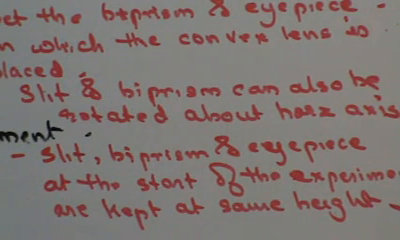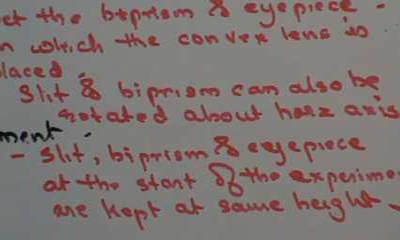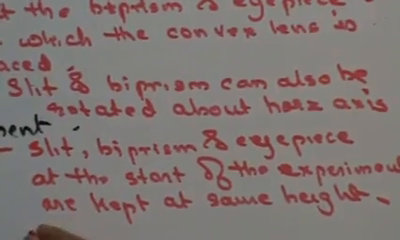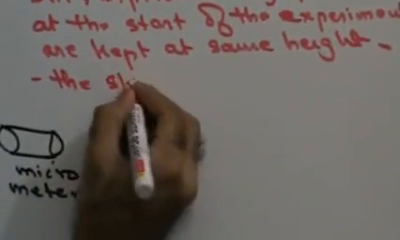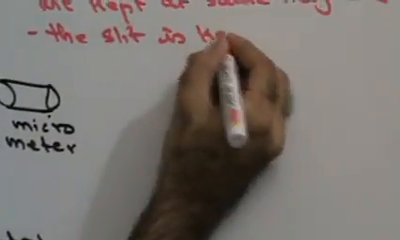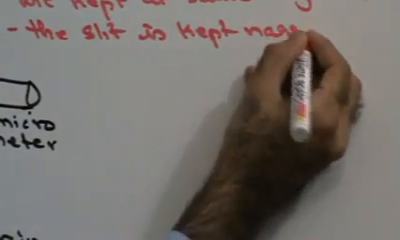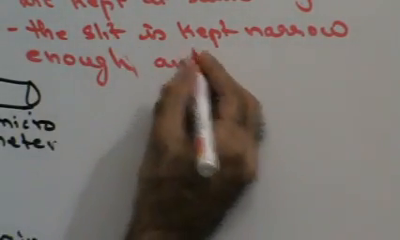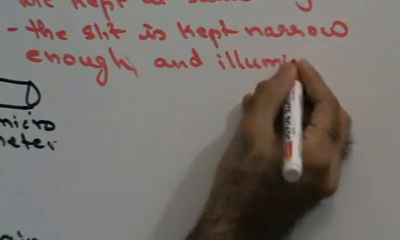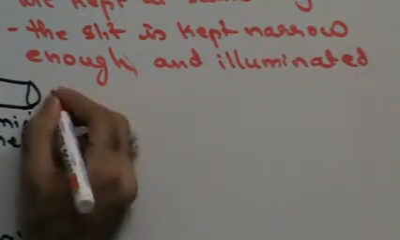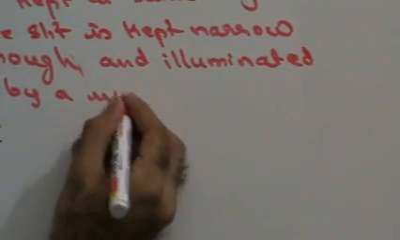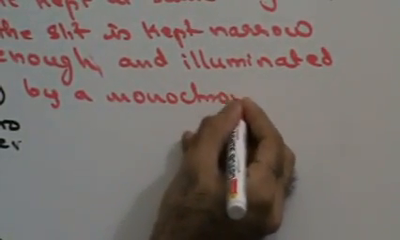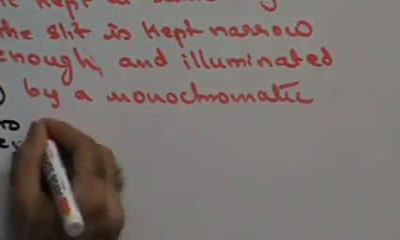Once you have this, the slit is made narrow enough and is illuminated by a monochromatic source of light.